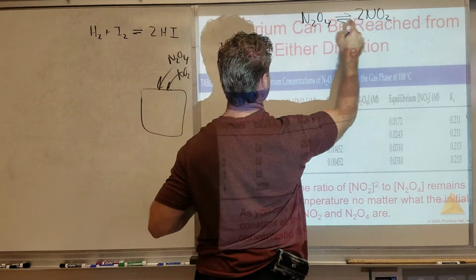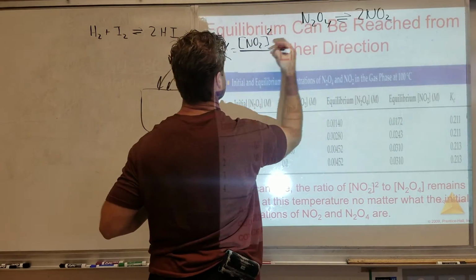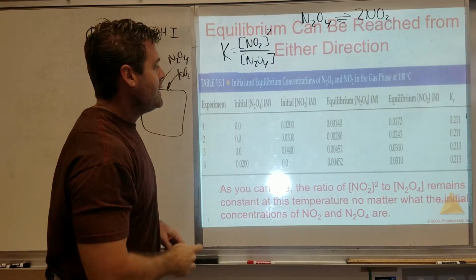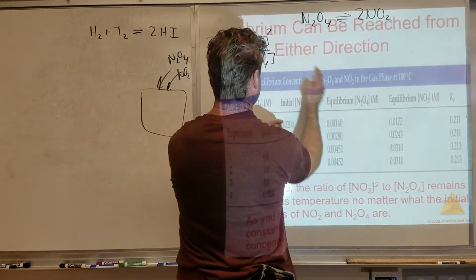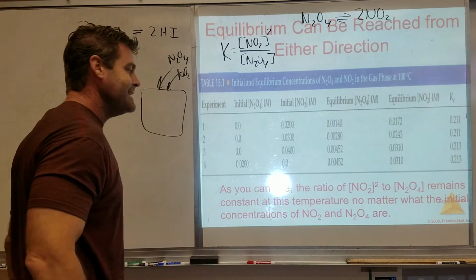You remember, you've got to raise it to a power of 2, because that's the coefficient of 2, over the concentration of the reactants. So that's what they're saying here. And if you take these values and plug them in at any time, what do you notice? You get the same number every time, the equilibrium constant.